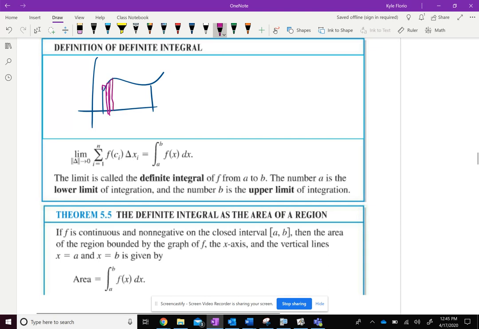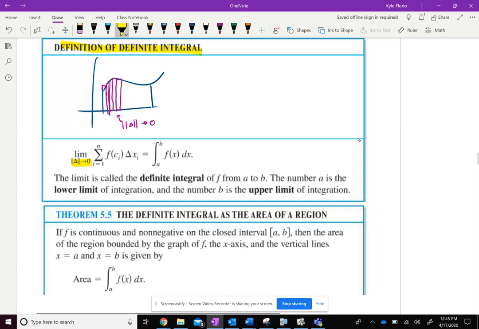The idea of increasing rectangles is the same thing as decreasing the rectangles' width. In order for me to put an infinite amount of rectangles in here, their width needs to get really small. So the norm is what we're going to call the width. The norm or the width of the rectangles has to approach 0 if you want to get an infinite amount of rectangles in here. So that's what they're going to say here. They're going to have the norm or the width of each rectangle approach 0, and that's the same thing as what we've been doing. And this is what we're going to call a definite integral.